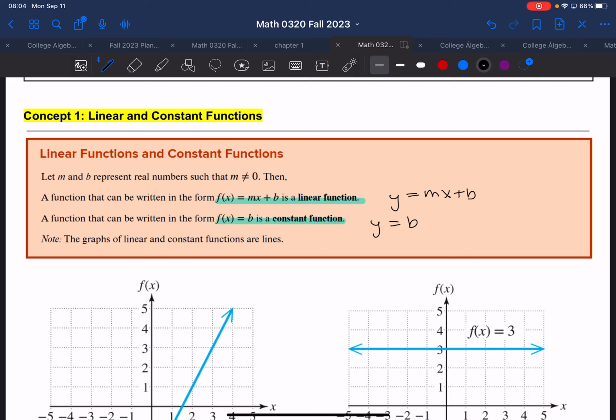If we're looking at a linear function, this m represents the slope, and this b represents the y-intercept. So in a constant function, we only have y equal to the y-intercept, which would result in a horizontal line. We're going to see that here on the examples. So linear and constant functions.